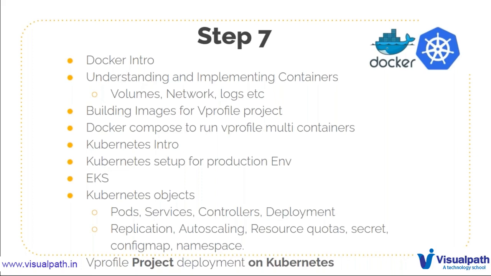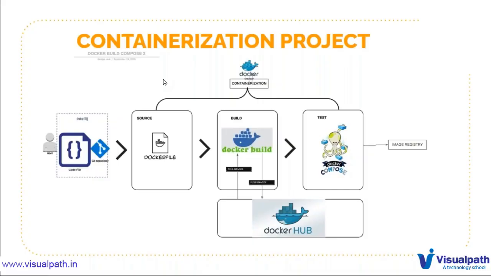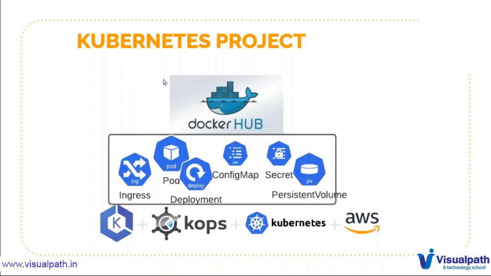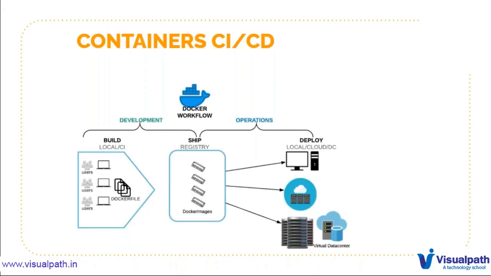Finally, of course, the vProfile project will be deployed on a Kubernetes cluster. So we're going to containerize, create Docker images, and then deliver it to the Kubernetes production environment. So we'll have a containerization project, and then a project where we deploy the entire vProfile project to a Kubernetes cluster for production, and continuous integration and continuous delivery for containers, CI/CD for containers.